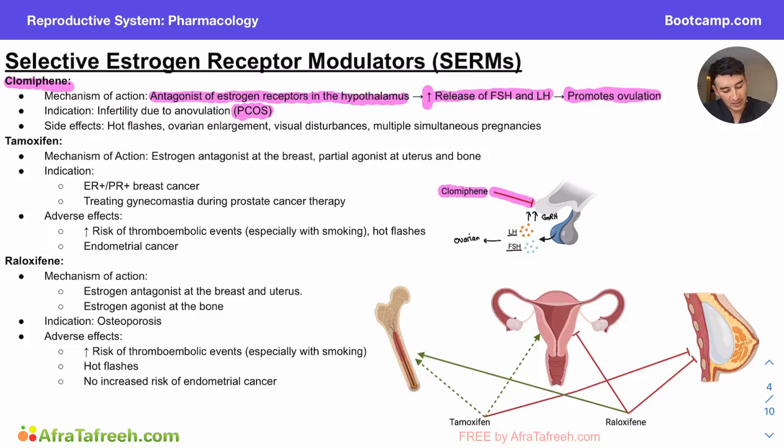So in terms of indications, infertility due to anovulation. However, as great as this sounds in getting these patients to ovulate, it also comes with some side effects that we have to be aware of.